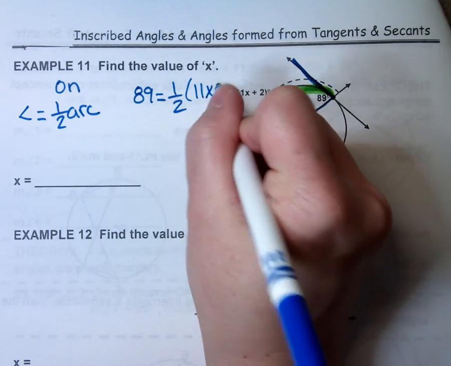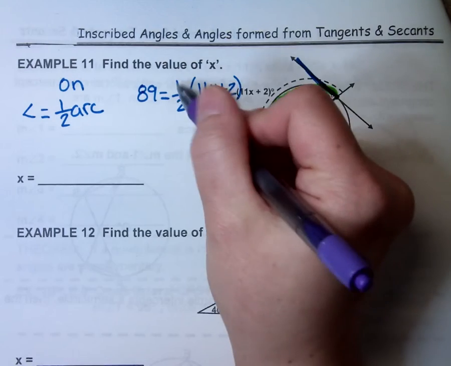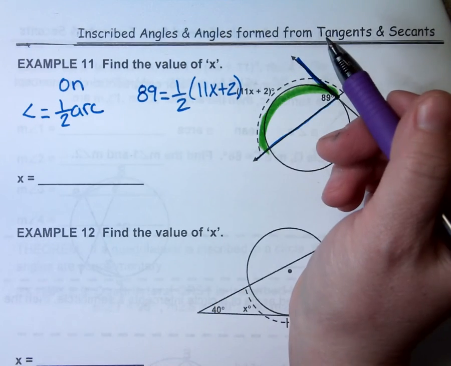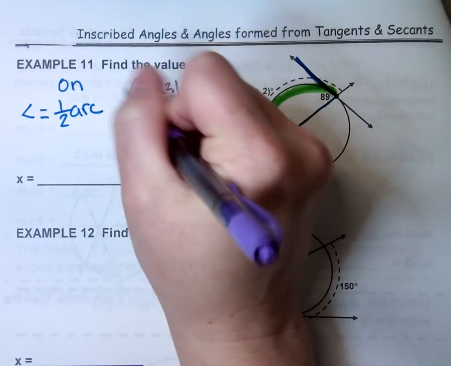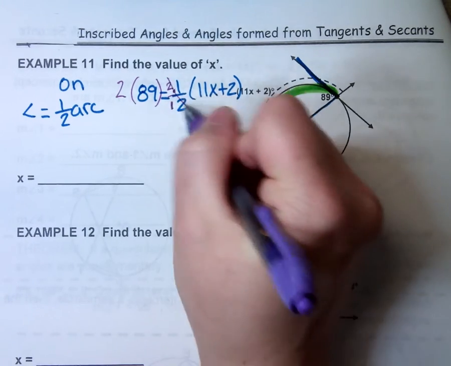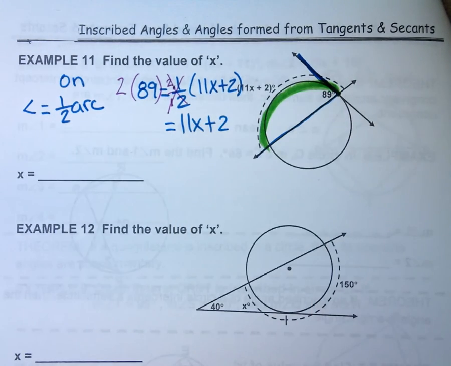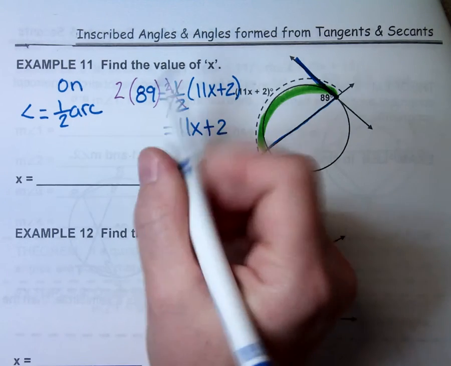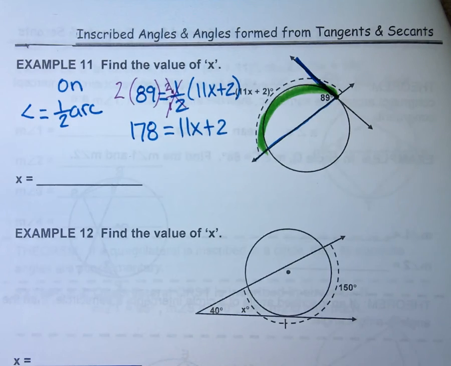It's half of the 11x plus 2. I could solve this different ways. I could actually take the half of the 11x plus 2 and get some decimals in there, but I want to get rid of the 1/2. How can I get rid of the 1/2? Multiply by 2. So if I multiply this left side by 2 and I multiply this right side by 2, then on the right side, the 2's and the 1's just cancel out, and all I'm left with is 11x plus 2. And then on the left side, how much is 2 times 89? 178, right? Okay, and then I just want to solve this equation for x.